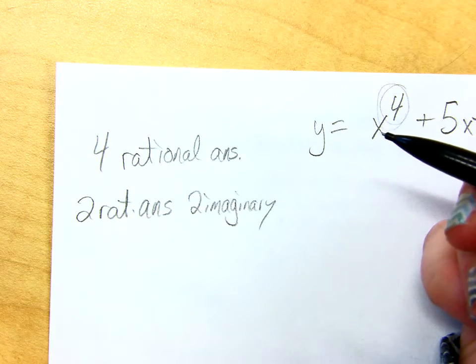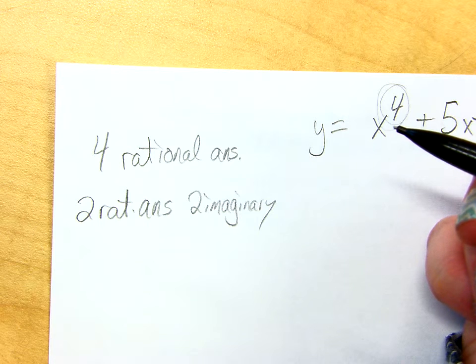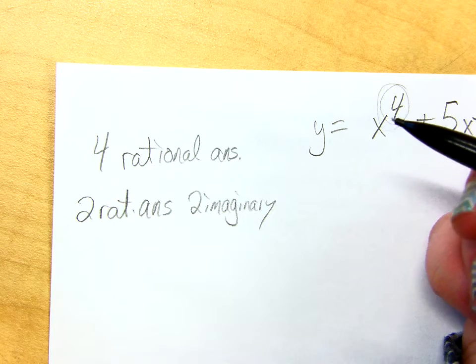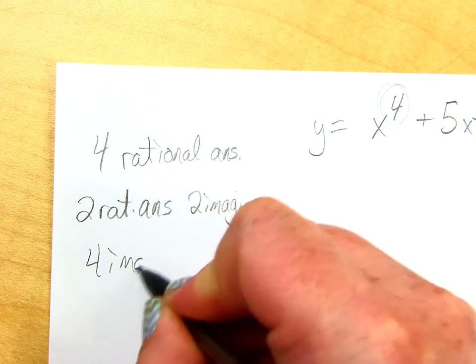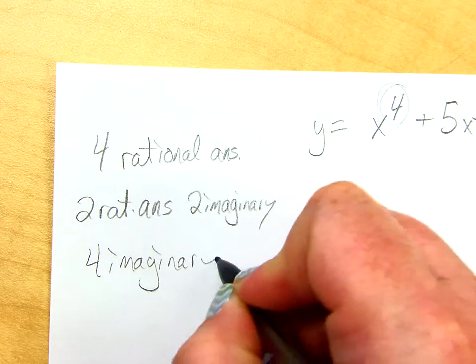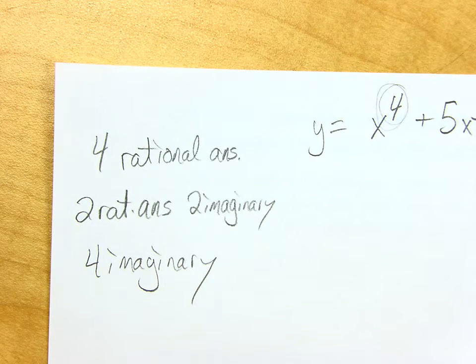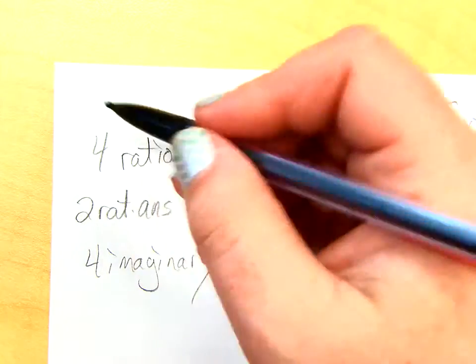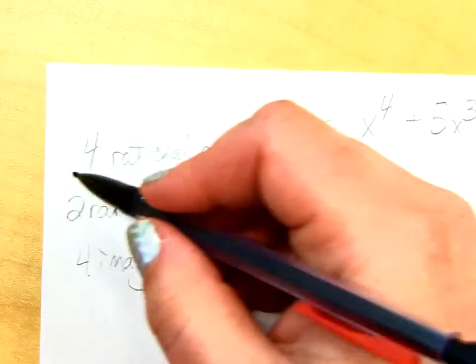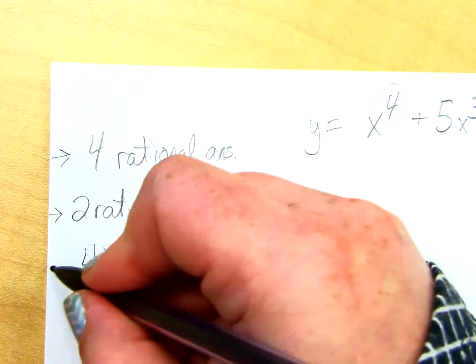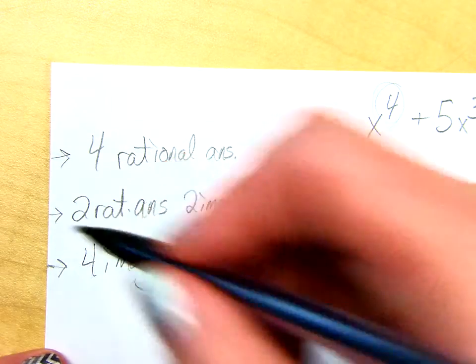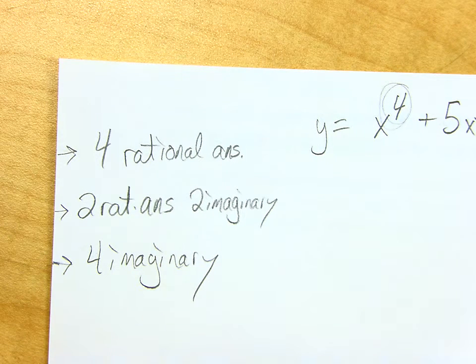Or what else could happen? I could have all 4 be imaginary. That's really my 3 different options. Okay? So either I'm still going to have 4 answers however they land, but either 4 are going to be rational, or it's going to be 2 and 2, or all 4 will be imaginary. Because imaginary numbers will never come as singles. They always come in a pair, because you always have that plus minus root.